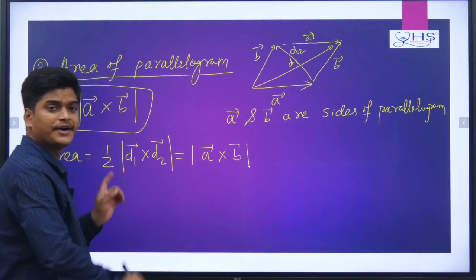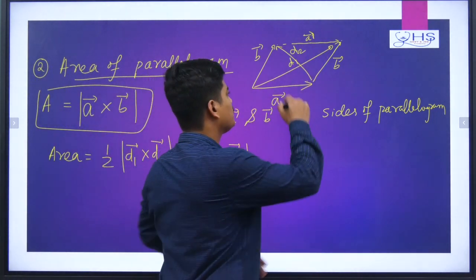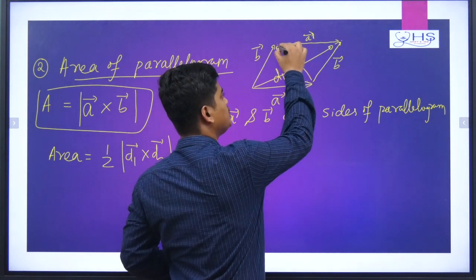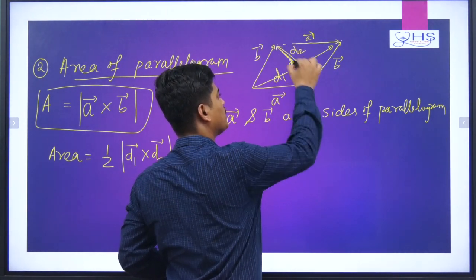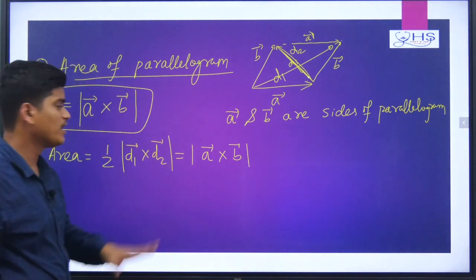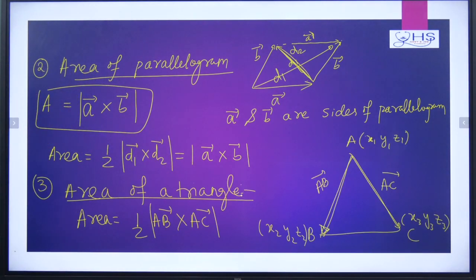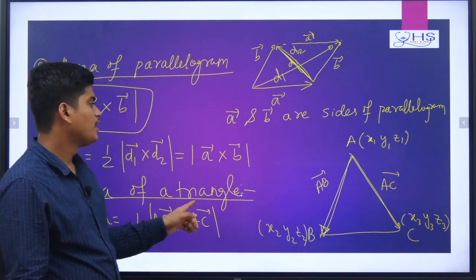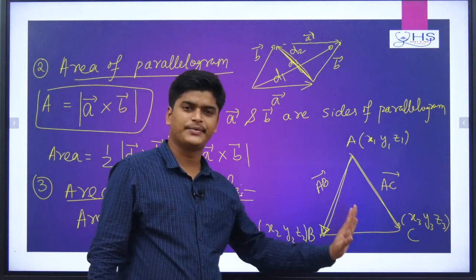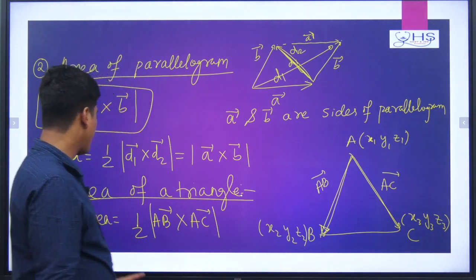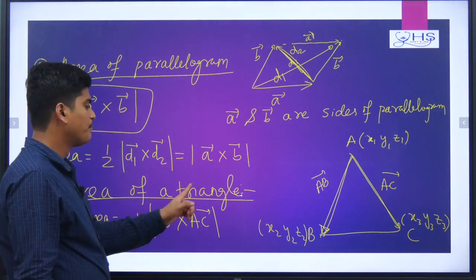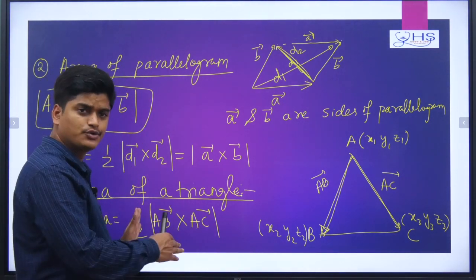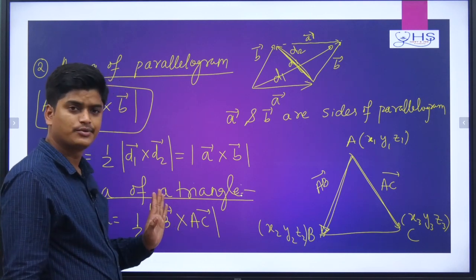If diagonals are given, D1 and D2, this is the D1 diagonal, and this is the D2 diagonal. Then what will happen? Now half D1 cross D2 will be the area. Suppose we need to find the area of a triangle, and here three vertices are given. Then how to find it? Now area equals half modulus, or basically magnitude, of AB cross AC you have to take.